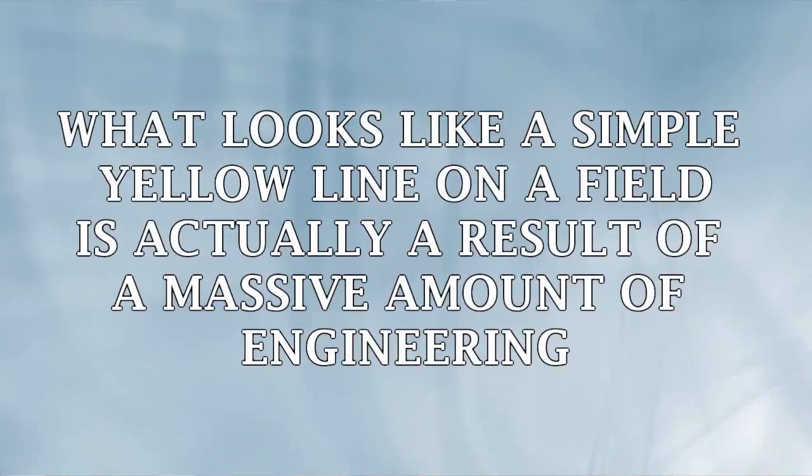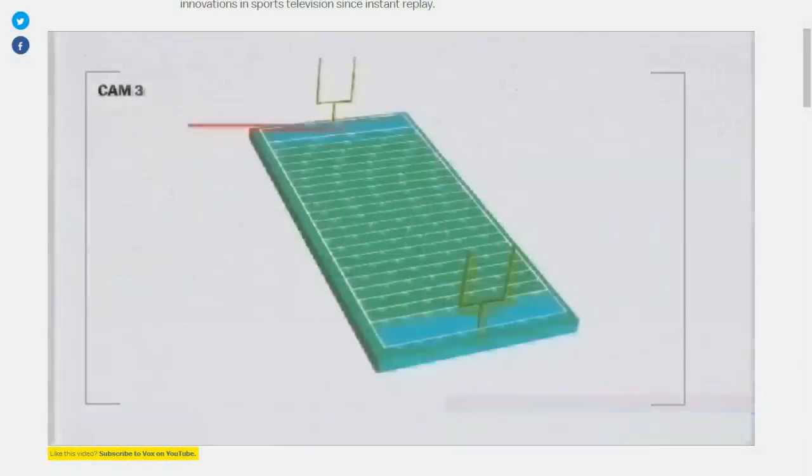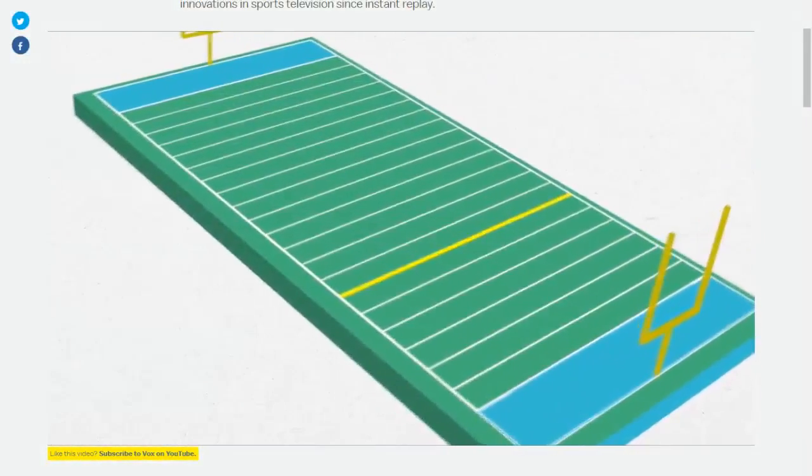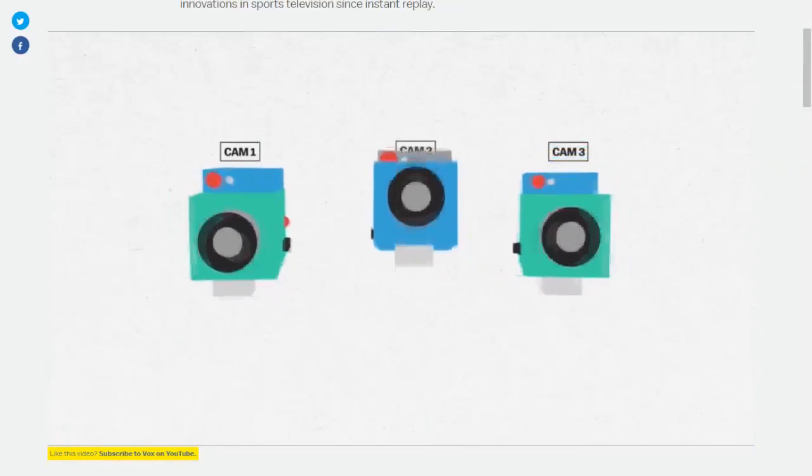However, what looks like a simple yellow line on a field is actually the result of a massive amount of engineering. First, a 3D model of each field the line is to be used at is created before the game. This is combined during the game with information from each of the three main cameras about its pan, tilt, zoom, and focus for every single frame the camera is running.